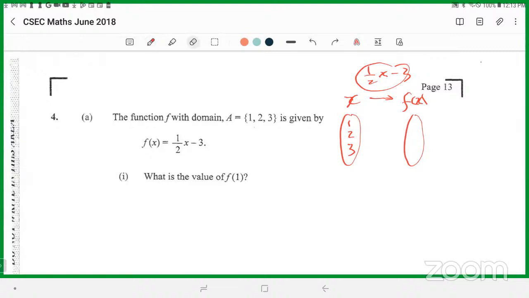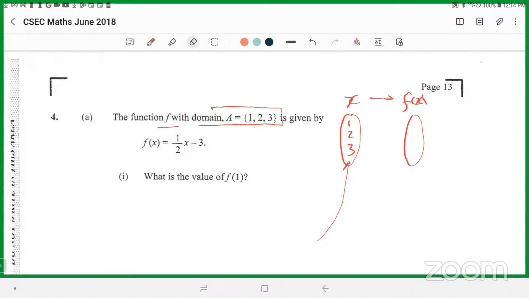That's the thing. You have to understand that. No other value. This is defined as your domain. No other value can go in there. No other x value can go in there, because the question is defining your function on this domain.